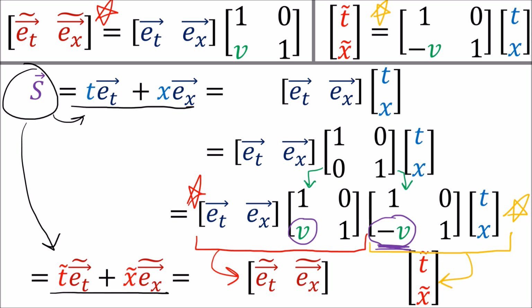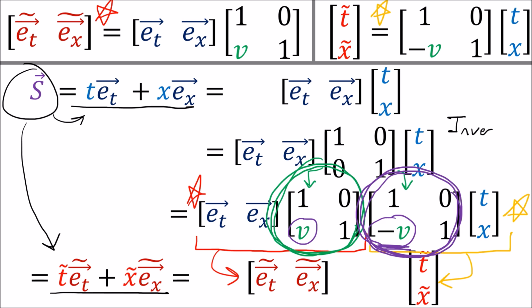The reason that they're both equal is because basis vectors are covariant and change using one Galilean matrix, and the vector components are contravariant and change with the inverse Galilean matrix. When the basis does one thing, the vector components do the other thing. The opposite changes balance out so that things are still equal.